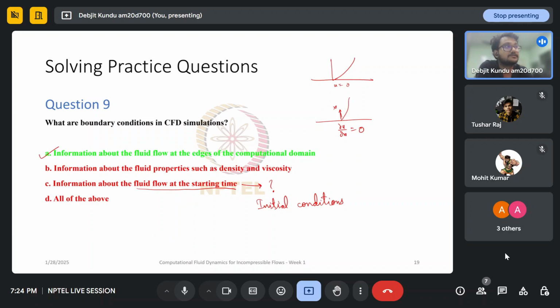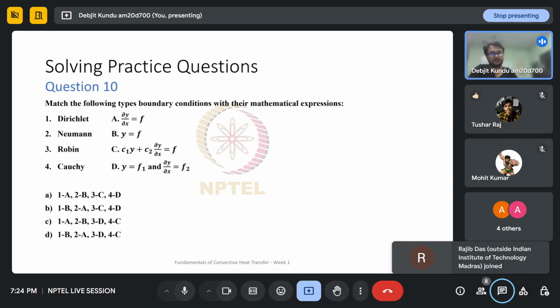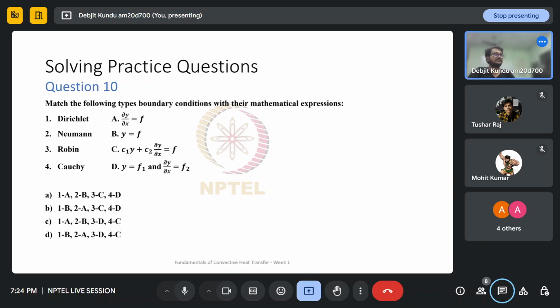All right. Let's move along. So this is our last question for today's session, which is asking us to match the following types of boundary conditions with their mathematical expression. So in the right-hand column, the math side, that's just the typical mathematical form of any equation, and these are the types of boundary conditions. So these are some names given.